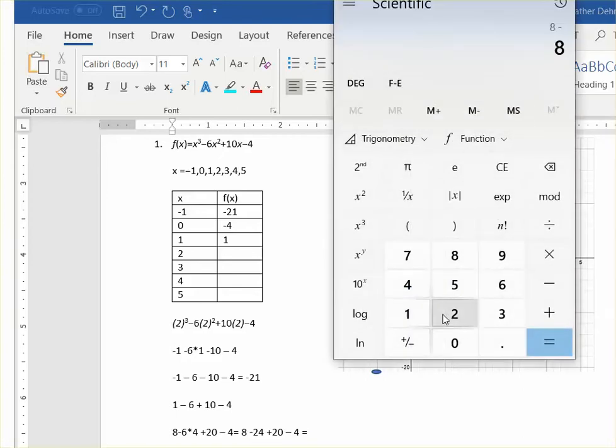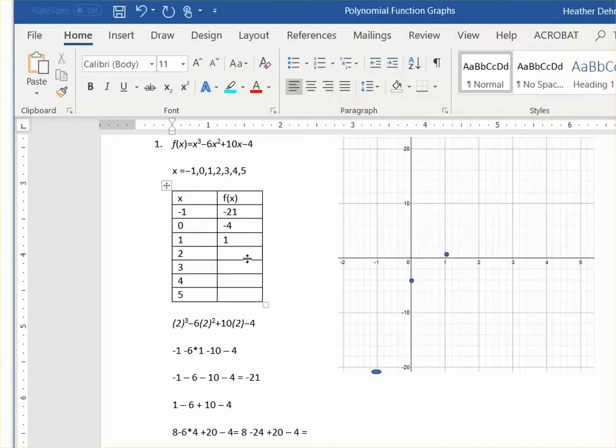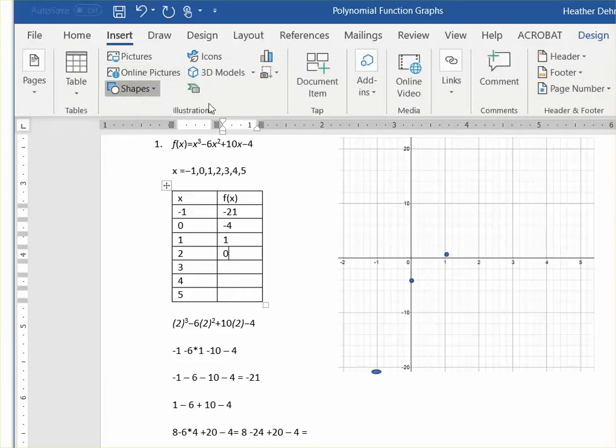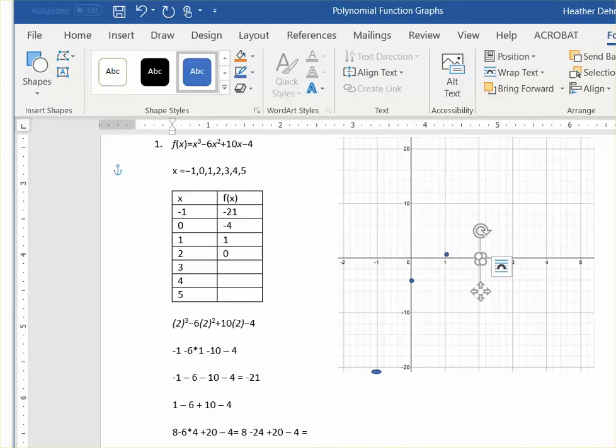8 minus 24 plus 20 minus 4. 0. All right, so my next point is pretty much where I thought it was going to be. Insert another point at 2, 0, so right on the x-axis.